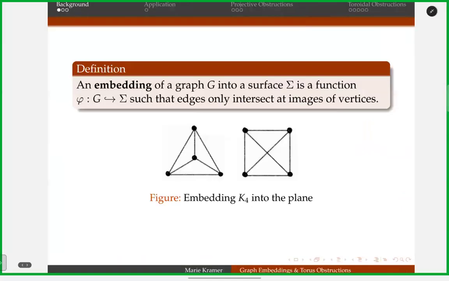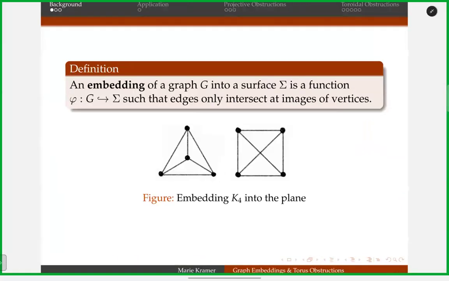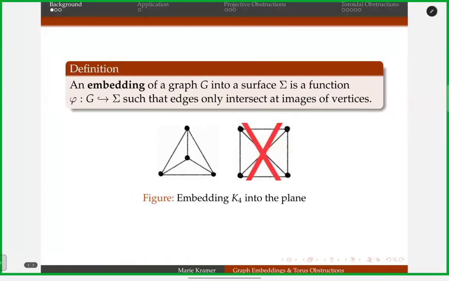Let's look at an example here. We want to embed K4 into the plane. Here on your left, that's actually an embedding, right? None of the edges are crossing anywhere else besides vertices. Whereas the thing on the right, we clearly have these edges crossing here. So we refer to the thing on the left as an embedding, but the one on the right is not an embedding.